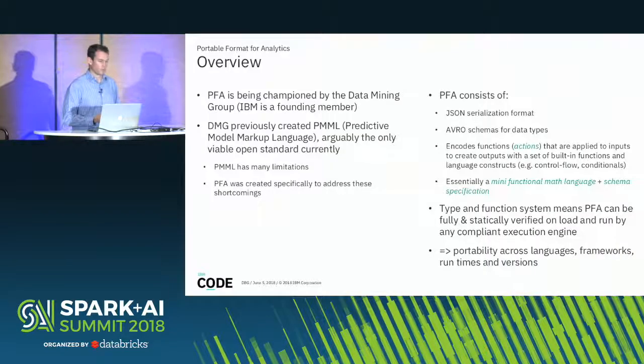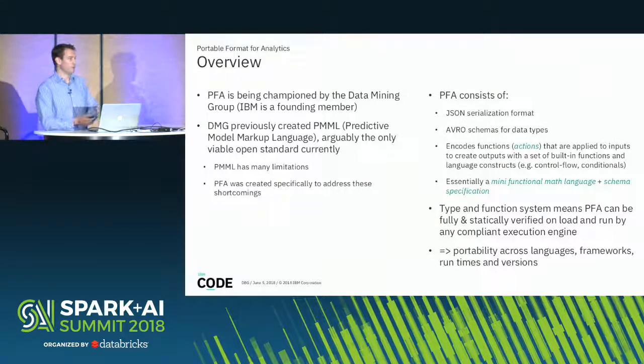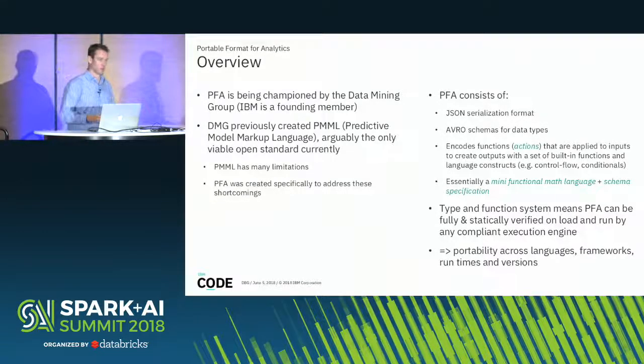So one of the solutions for this is to use an open standard. And PFA, the Portable Format for Analytics, is an emerging open standard for deploying machine learning models and analytic applications. So it's being championed by the Data Mining Group, and the DMG previously created PMML, the Predictive Model Markup Language, which is arguably the only viable open standard currently in use, and it is in wide use.